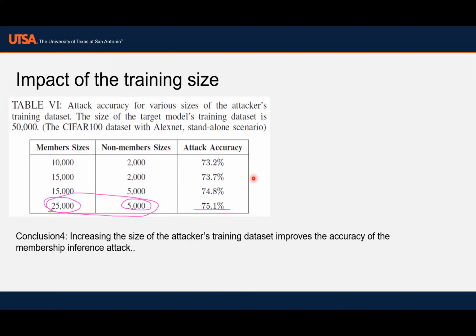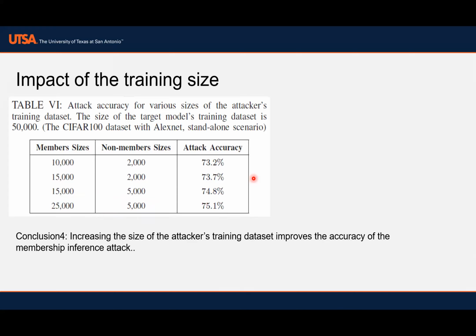I think if the attacker has more data, they can train a more accurate model. So the attack accuracy would be higher. That's normal. I don't have any doubt on that.